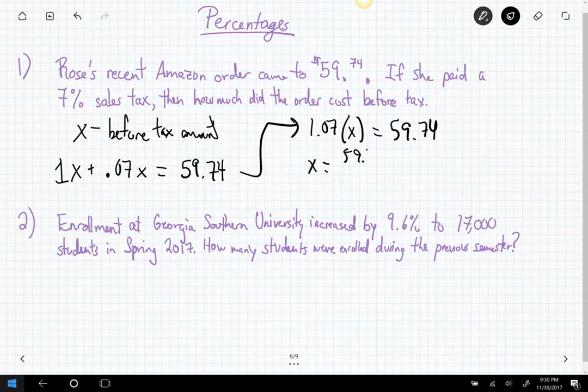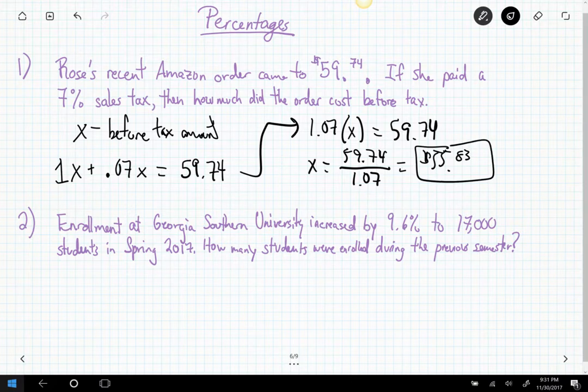So you have 59.74 divided by 1.07. So what does that equal? We might have to do some rounding since we're talking dollars and cents here. So 59.74 divided by 1.07. That gives us $55 approximately and 83 cents. And so that was our original cost.